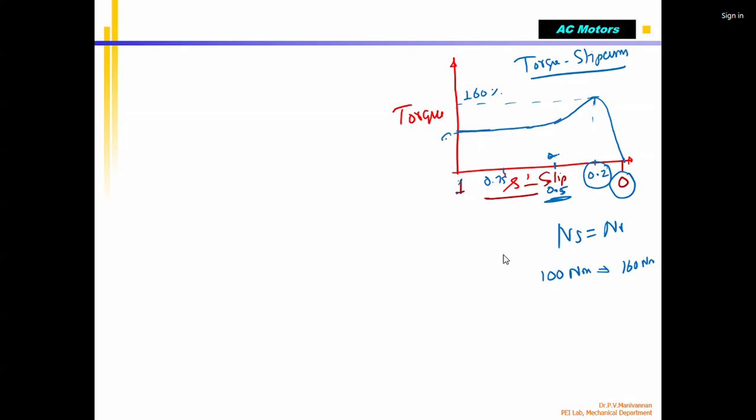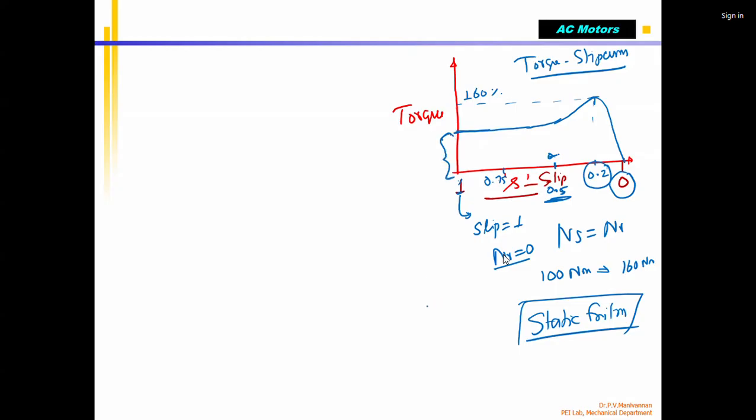You can see that at slip equal to 1, NR equals 0 and NS has some value, so the rotor is not rotating. That is standstill. We know that in all automobiles, during starting, when I want to move the vehicle, we talk about static friction. Static friction is maximum when the vehicle is not moving. That means the engine or the electric motor rotor is not moving, and at that time it develops maximum torque.